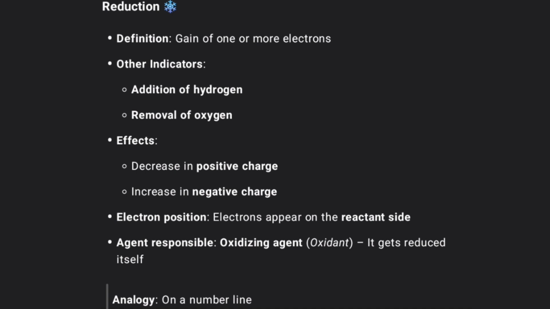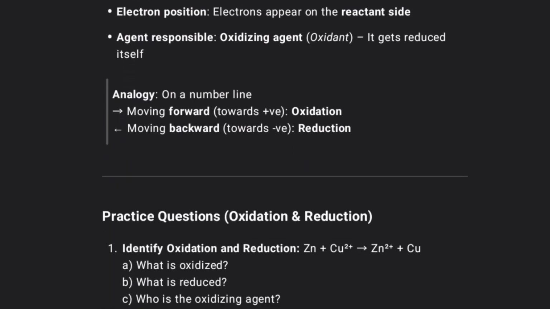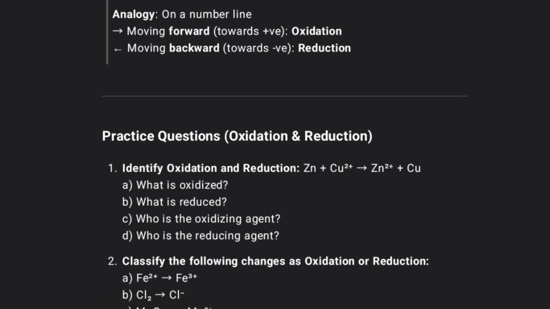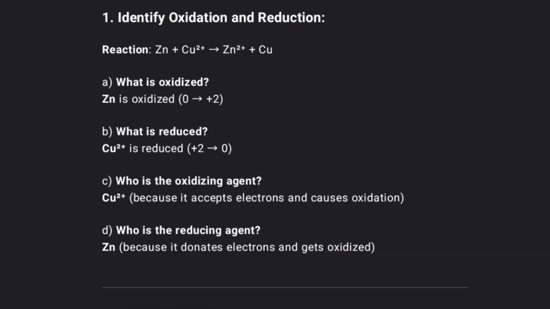Practice questions: oxidation and reduction. 1. Identify oxidation and reduction. Zn + Cu²⁺ → Zn²⁺ + Cu. A. What is oxidized? B. What is reduced? C. Who is the oxidizing agent? D. Who is the reducing agent? Reaction: Zn + Cu²⁺ → Zn²⁺ + Cu.